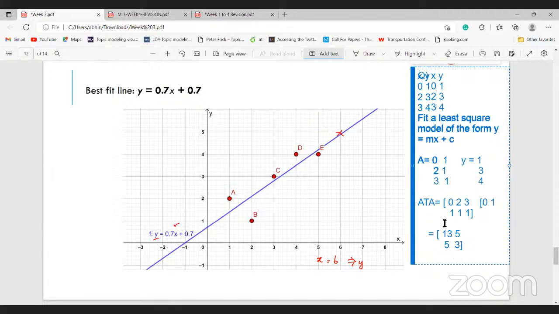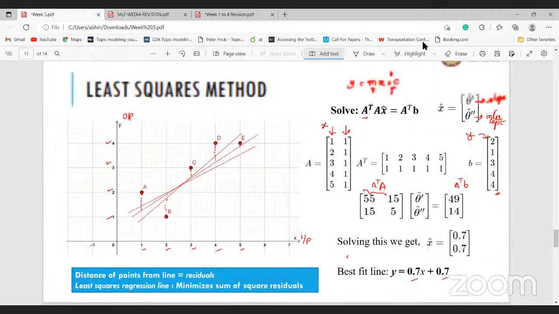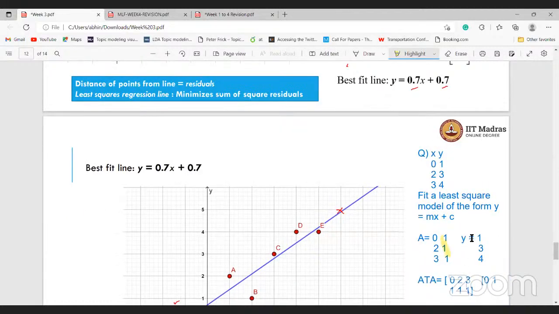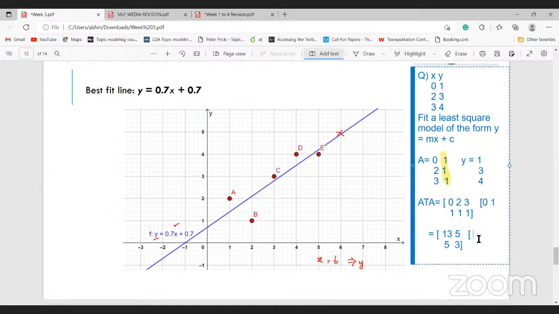Now this A transpose A into, since you took 1, 1, 1 in the second column, your intercept will be the second variable. The first variable will be the slope, and the second will be the intercept.